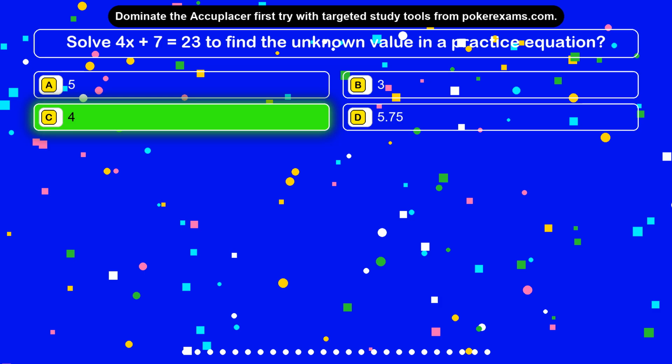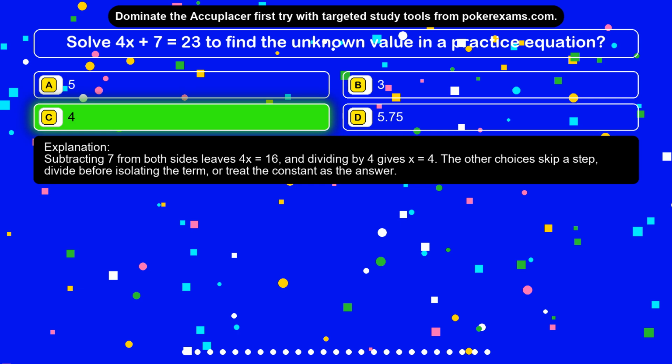The correct answer is option C, 4. Subtracting 7 from both sides leaves 4x equals 16, and dividing by 4 gives x equals 4. The other choices skip a step, divide before isolating the term, or treat the constant as the answer.